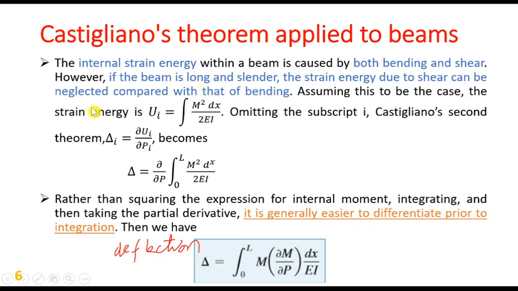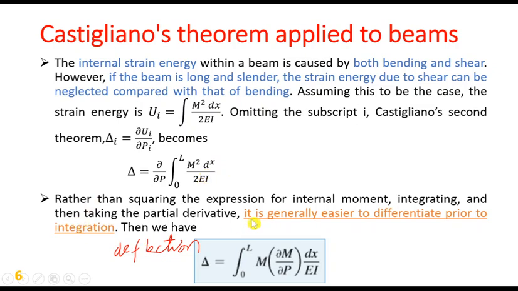Assuming this to be the case, the strain energy is U_i equal to the integral of M squared dx over 2EI. Omitting the subscripts, Castigliano's second theorem, delta_i equal to partial derivative of U_i over partial P_j, becomes: delta, that is deflection, equal to partial over partial P of the integral from 0 to L, that is the length of the beam, of M squared dx over 2EI. It is dx, not d raised by dx.